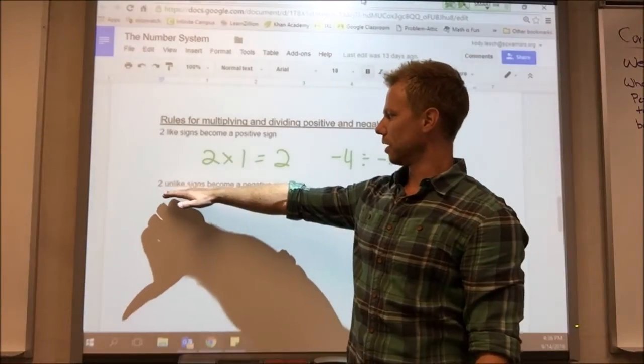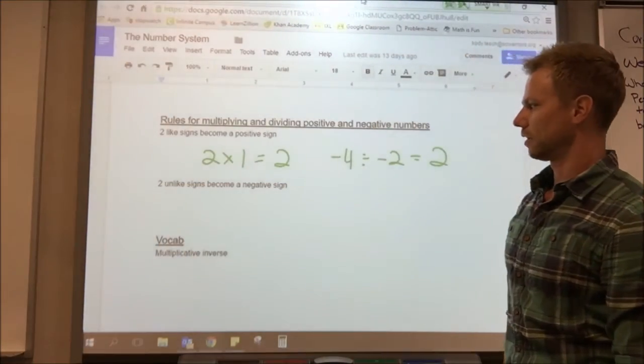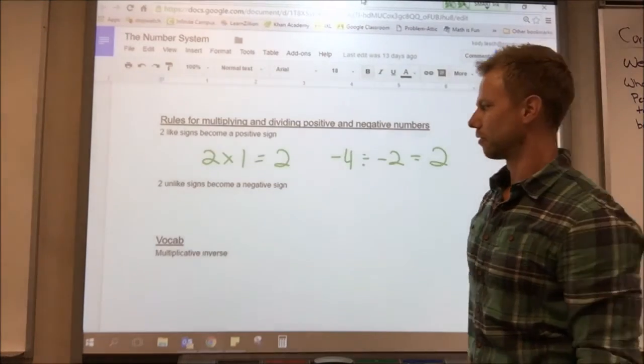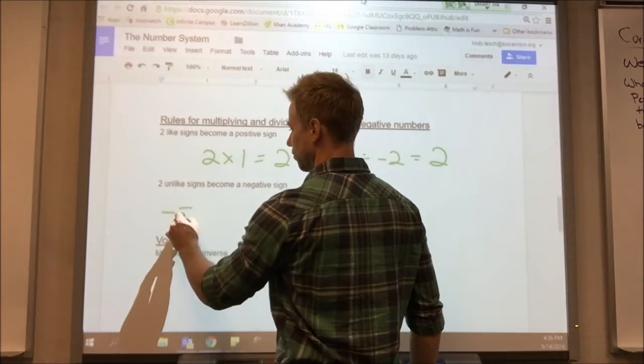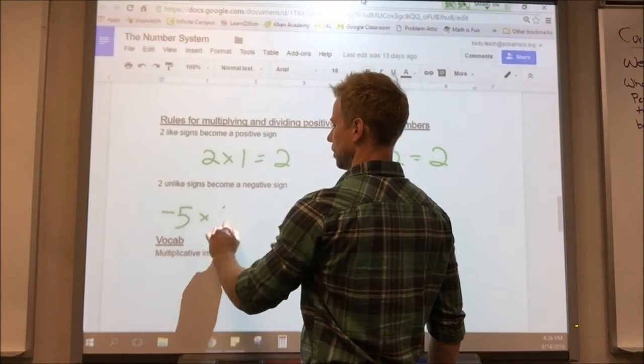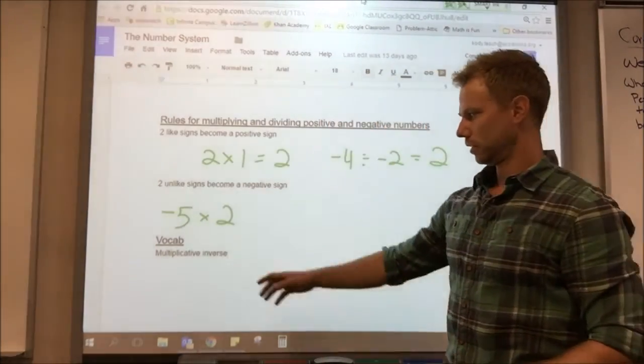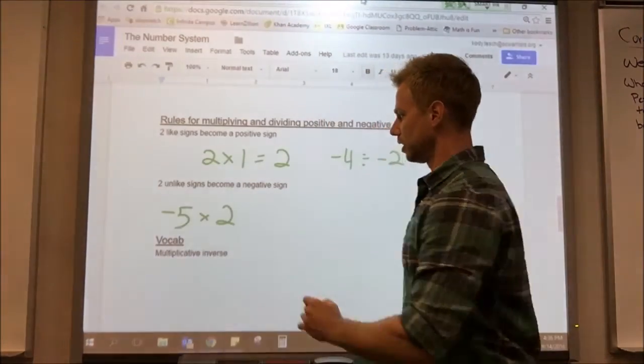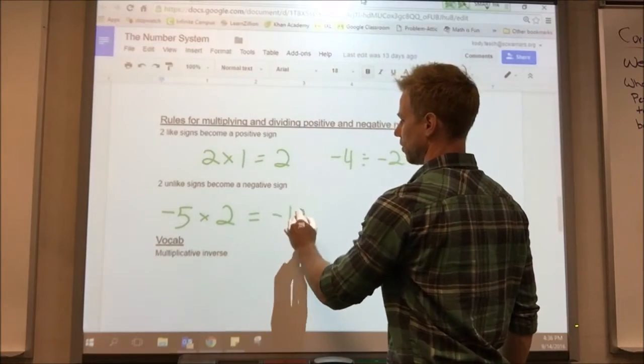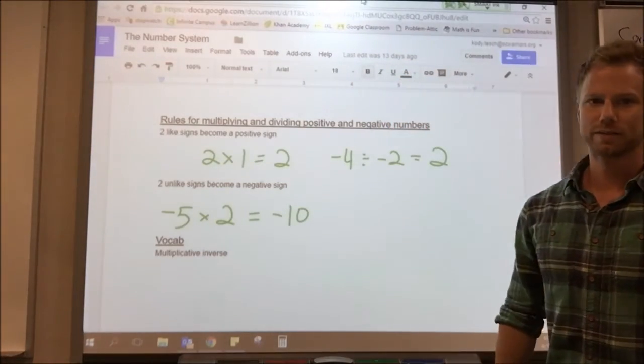And the same if they're unlike, then the signs become negative. So if I have a negative 5 times a positive 2, we have a positive and a negative, they're unlike, so that's going to give me a negative answer, a negative 10.